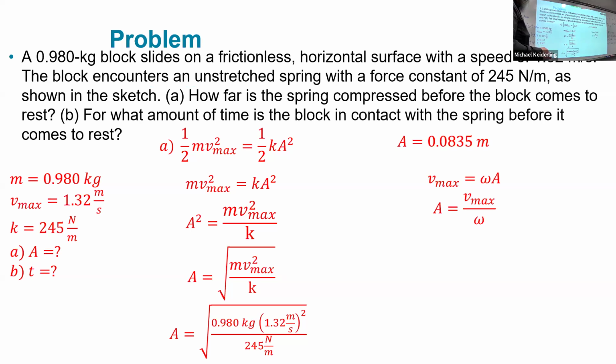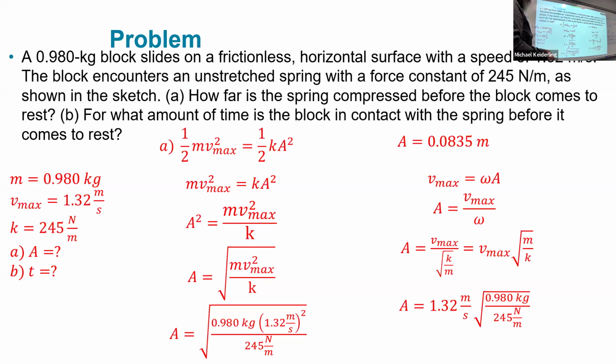The amplitude is Vmax over omega. Omega is square root of K over M, so Vmax times square root of M over K. So 1.32 meters per second times the square root of 0.98 kilograms over 245 newtons per meter gives you the same 0.0835 meters. Any questions about that? That's just two slightly different ways of doing the same calculation.